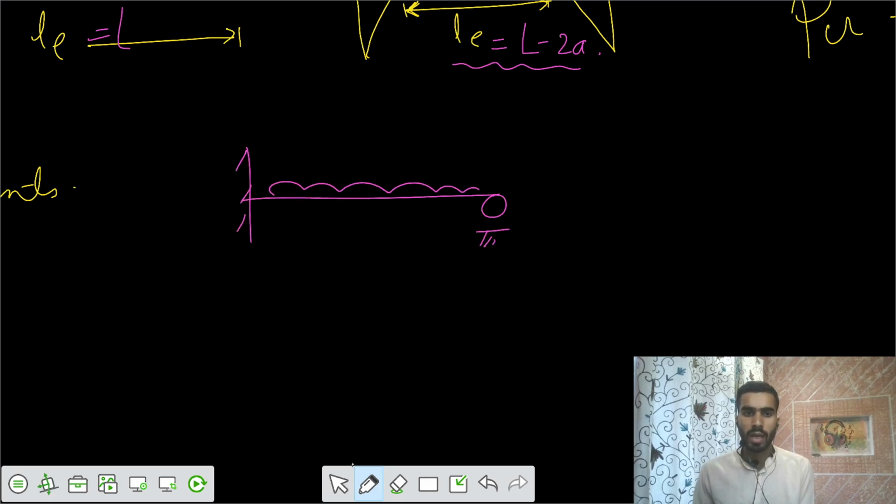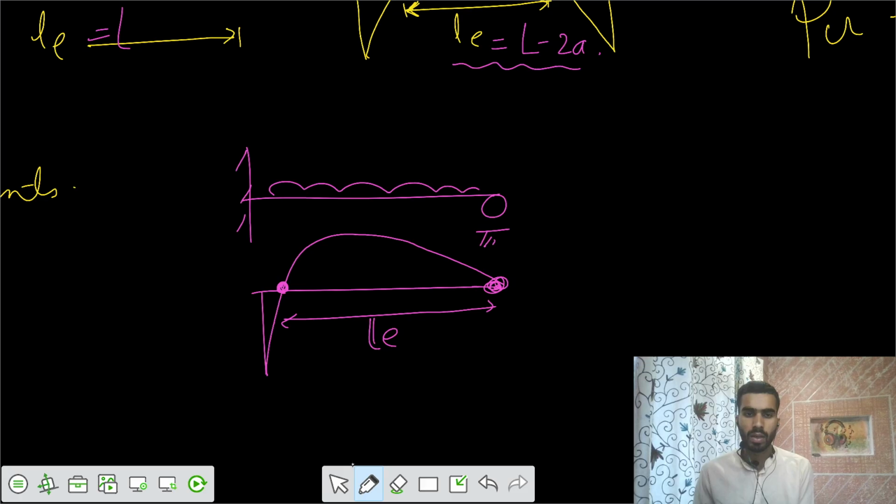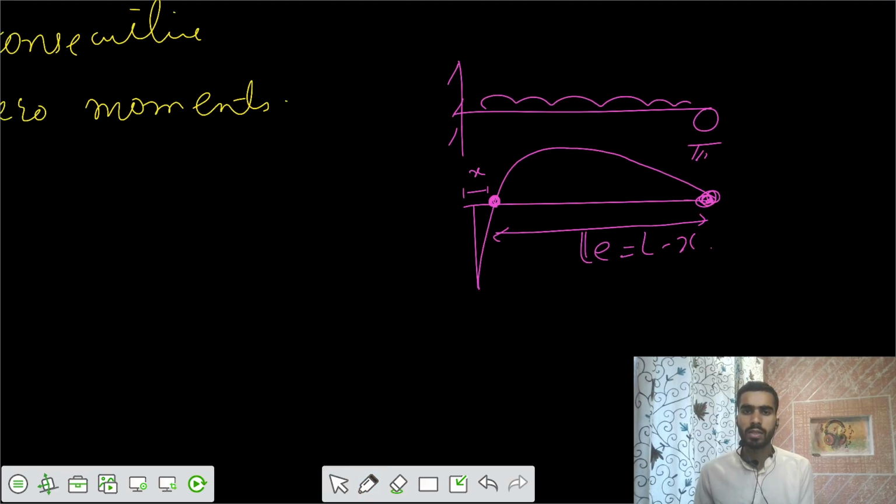You apply the load, and I would say, what is the BMD? How does the bending moment diagram look like? We say there is some bending moment diagram in this fashion. So there's some point of zero moment, and that length we have LE, and that's some length of x, that's some length of L minus x. So I would say we got these different conditions.